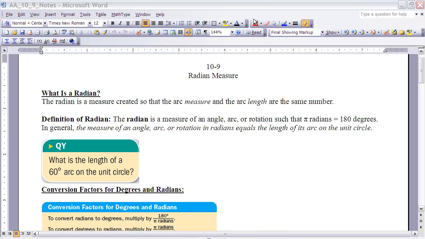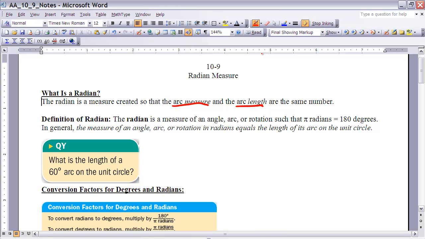When we talk about radian, it's the measure that is created so that the arc measure and the arc length are the same number. So arc measure and arc length would be the exact same value. When we're working in degrees, that is not the case. Those two things are completely different. But in radians, those two things are exactly the same. And the way that we're doing that is with this definition of what radians are.